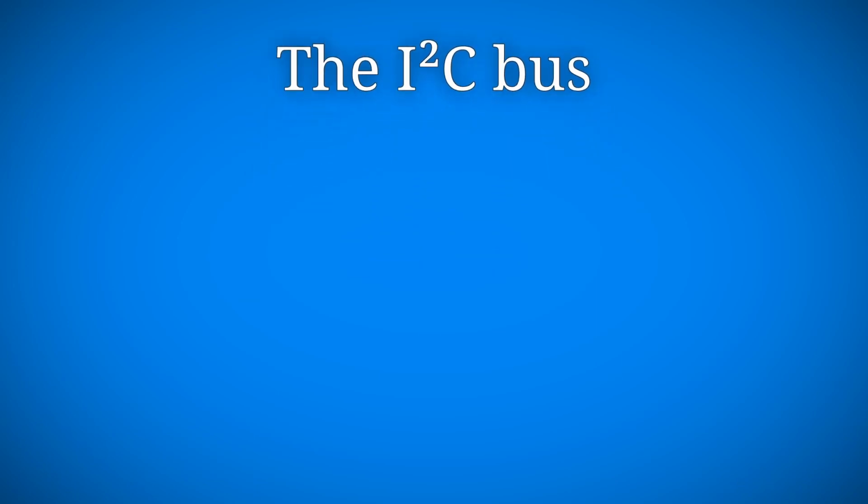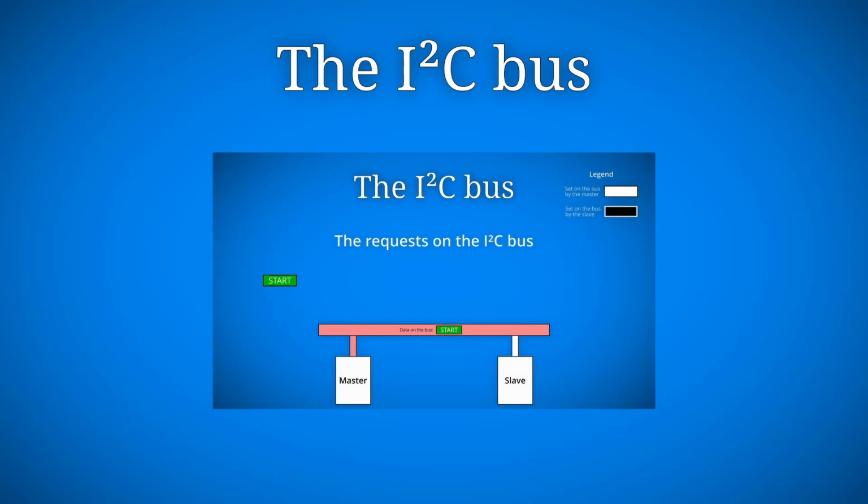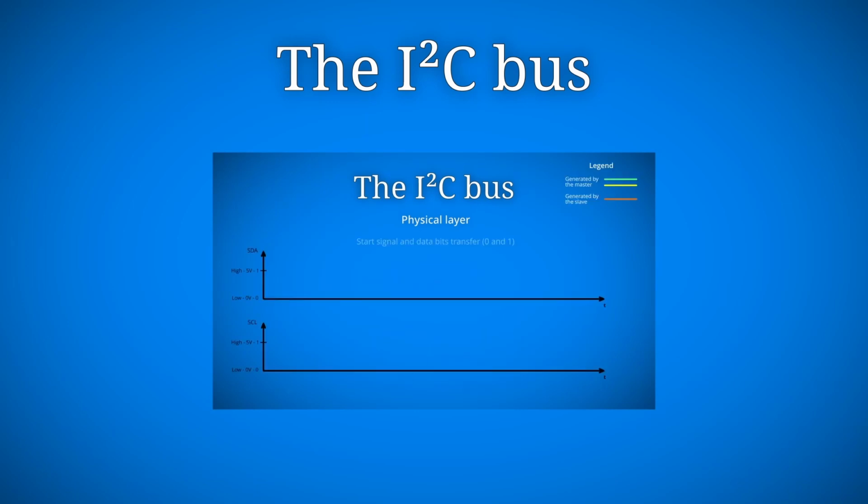After watching this video, you will understand how the I²C bus works. First, we will see the general architecture of the I²C bus and how electronic components use this bus to exchange data. Then we will see how the bus works on the physical level, at the level of the electrical connections and signals.